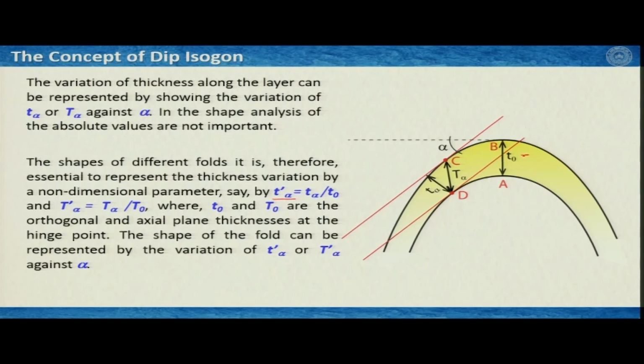So, in this case t 0 equal to capital T 0, here T 0 would be axial planar thickness, something like that, capital T 0. We will not consider this for the time being, but the shape of the fold, therefore, you can get using all these parameters. So, either you can use t prime alpha, small t prime alpha, or capital T prime alpha. You can plot it against alpha and then figure out the different shapes or geometries of the fold, which we are going to see in the next slide.